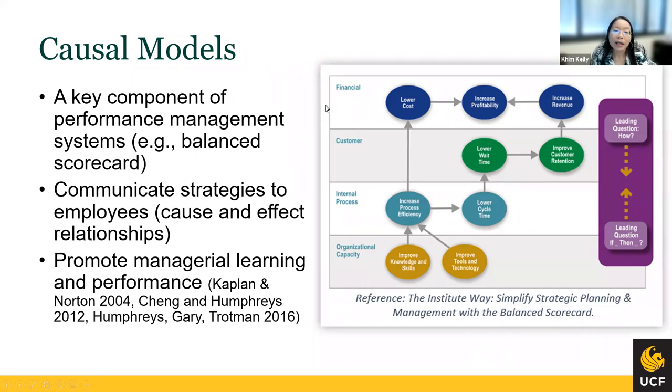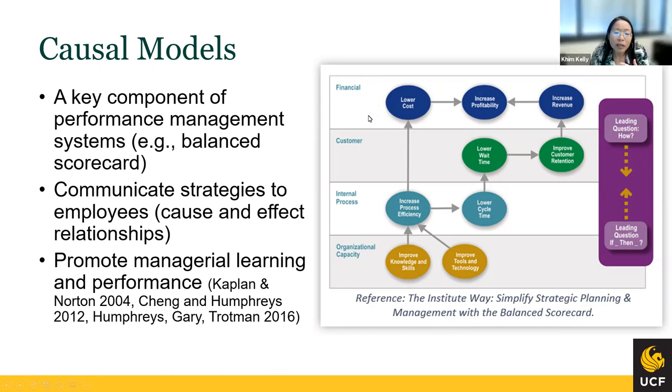And the idea behind the causal model is that because it depicts these various organizational metrics in a cause and effect relationship, it helps to communicate the company strategy to employees, particularly to rank and file employees, because oftentimes people who are in the trenches have a lot of difficulty relating to summary financial metrics, like net earnings. How does my action, as a rank and file employee, affect something that is so aggregated at the financial level?